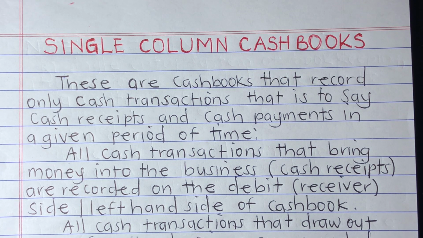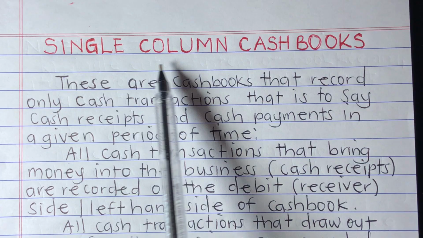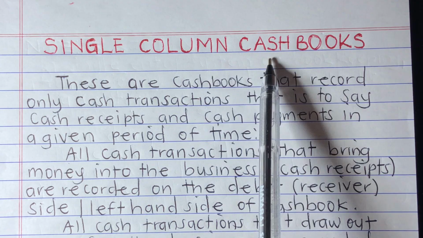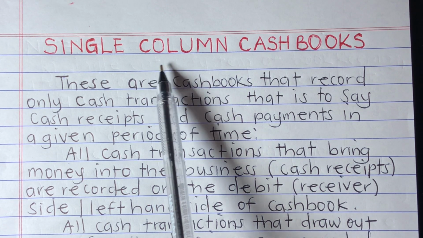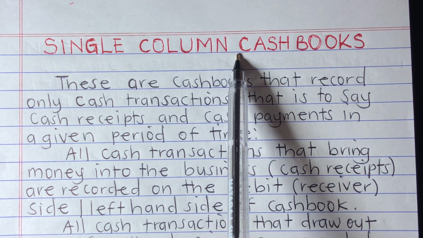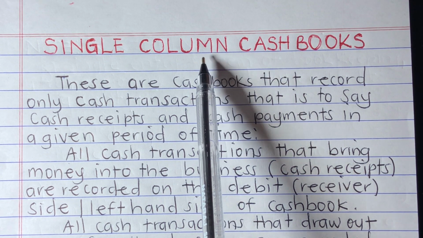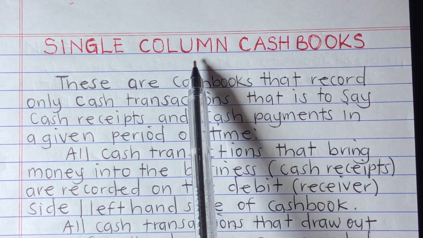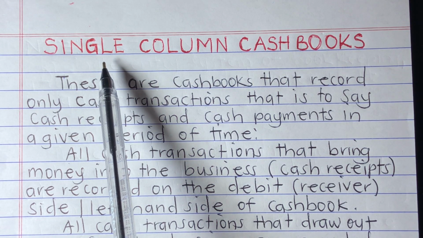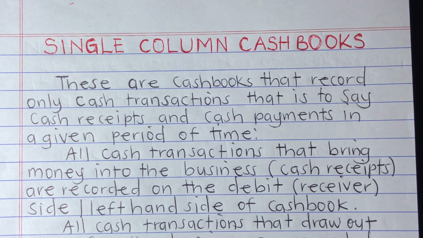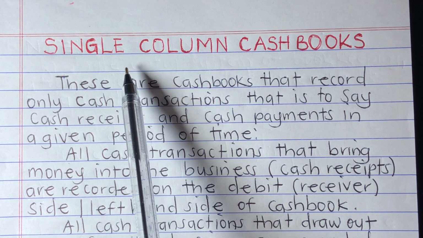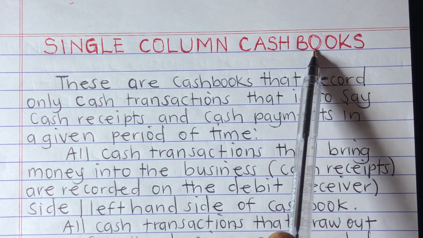In today's lesson, I'm going to be covering single column cash books. In my previous videos, I discussed the bookkeeping systems and I discussed very well the single entry system. Under the single entry system, there are four cash books: a single column cash book, a two column cash book, a three column cash book, and a petty cash book. In this lesson, I'm going to be discussing the single column cash book, its format, and its components. Then in my next lesson, I'm going to give you a worked out example on how we prepare a two column cash book.